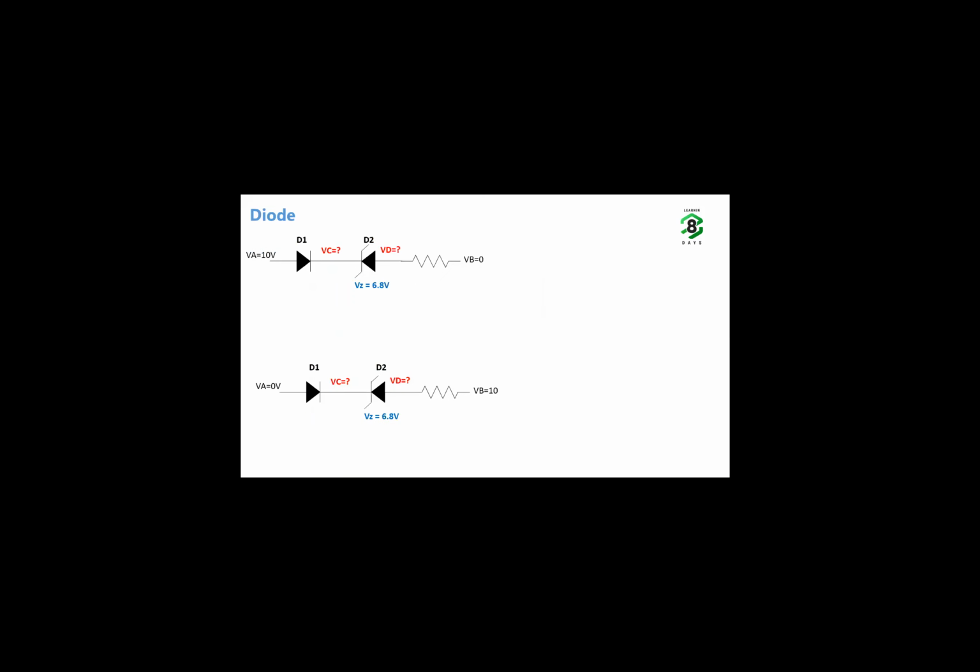Can you guys solve these two questions? What will be the voltage at VC and what will be the voltage at VD? In this configuration, I have connected two diodes, one Zener diode and one regular forward diode. In the first case, the voltage at the left node is 10 volt, right node is 0 volt. And in the second case, the voltage at the right node is 10 volt, left node is 0 volt. Can anyone volunteer to solve this before we move on?